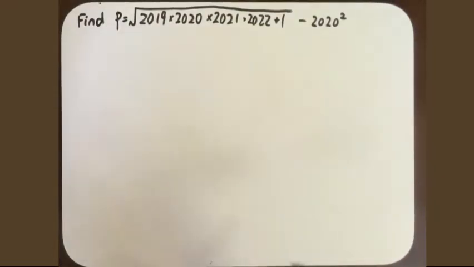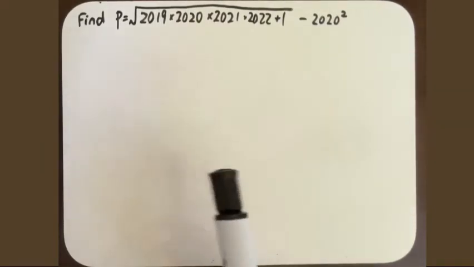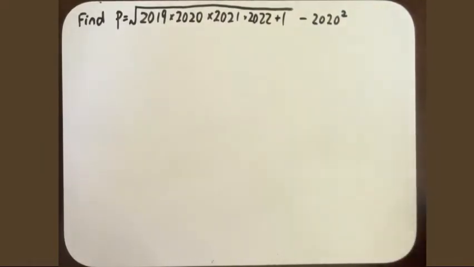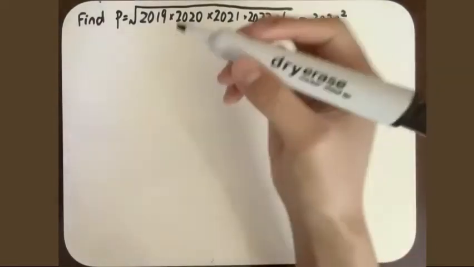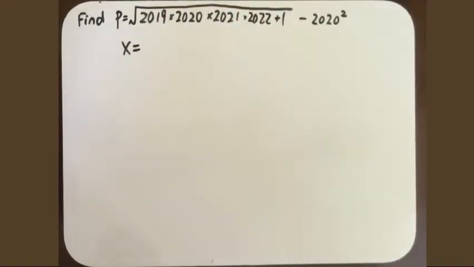Find p. It's this whole thing. Okay. The first thing we can do is set a variable, because I don't want to work with these actual numbers. Instead, if I set variables, at the end, hopefully we can get a simplified expression and we can solve for p.